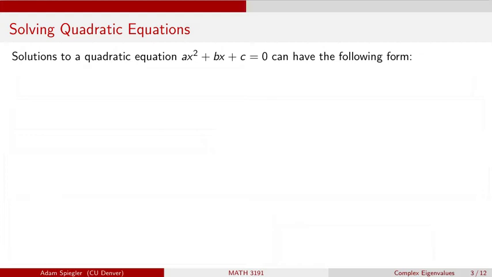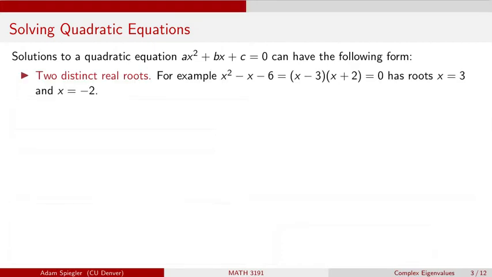So if I have a quadratic equation, it's possible that I get two distinct real roots. So for example, the quadratic equation x squared minus x minus 6 equals 0. That has two distinct roots, 3 and minus 2, because this quadratic expression can be factored into the factor x minus 3 times x plus 2. So certainly with a quadratic equation, we could get two distinct real roots.